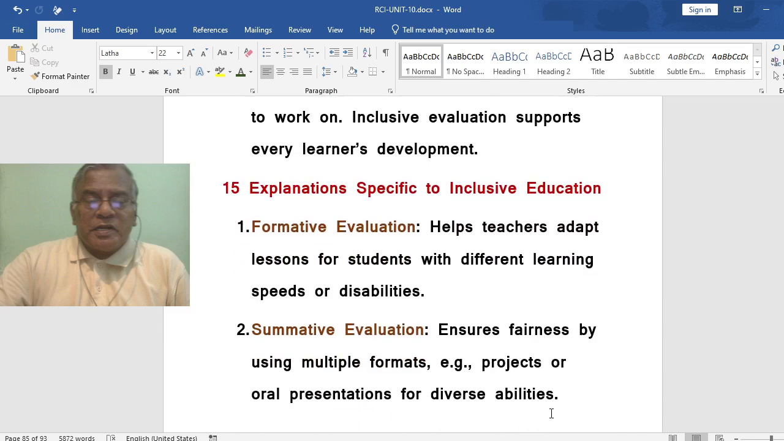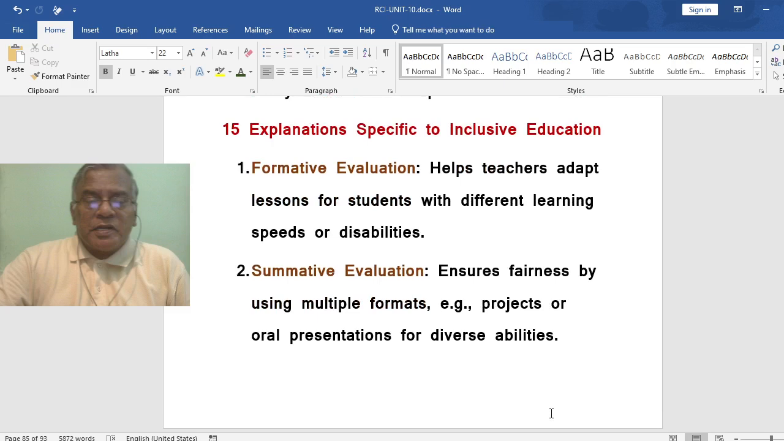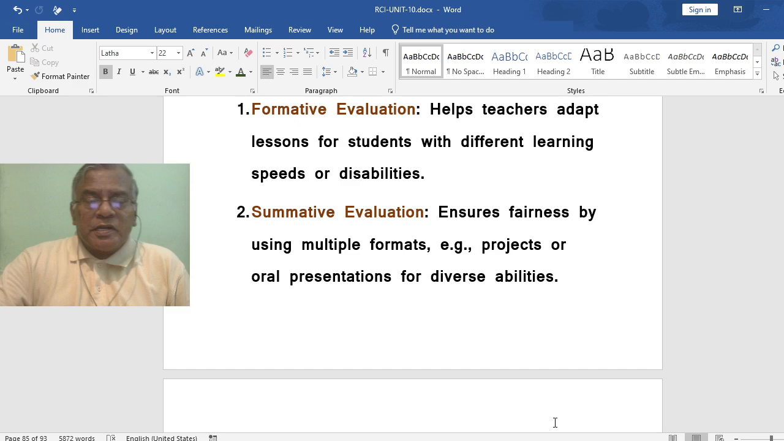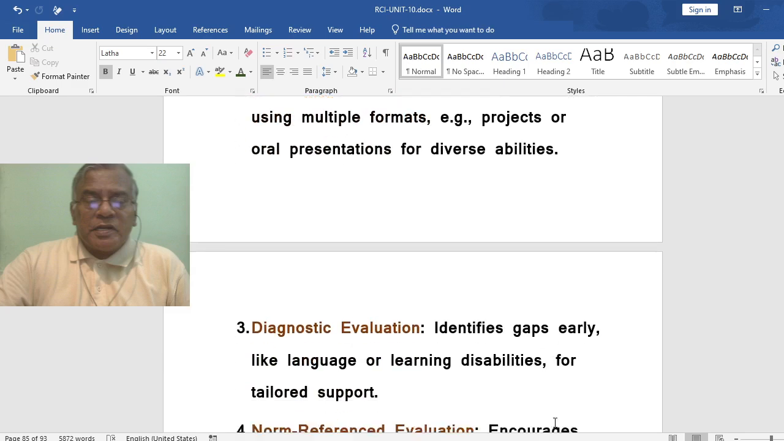There are 15 explanations specific to inclusive education. Formative evaluation: it helps teachers adapt lessons for students with different learning speeds or disabilities. Summative evaluation: it ensures fairness by using multiple formats, for example, projects or oral presentations for diverse abilities.